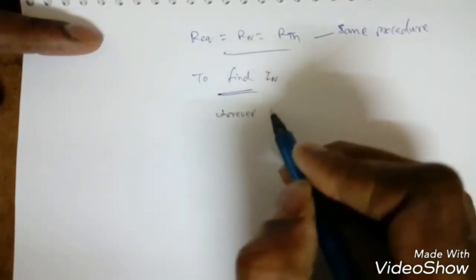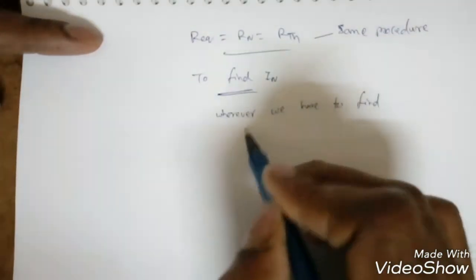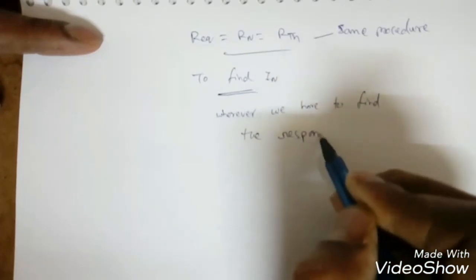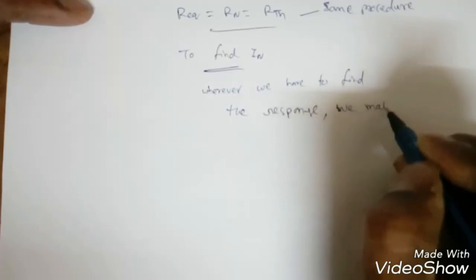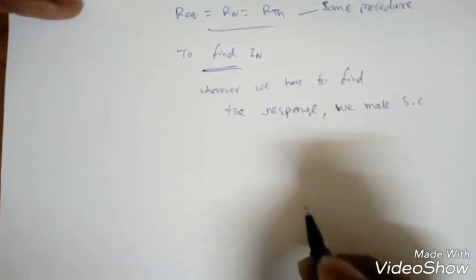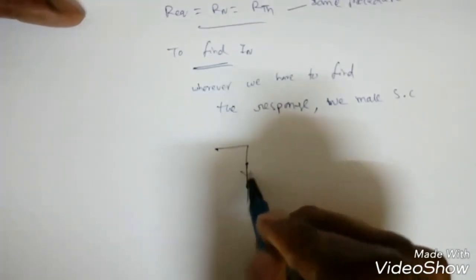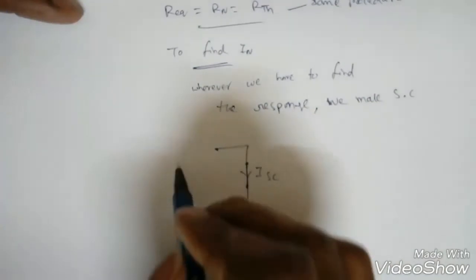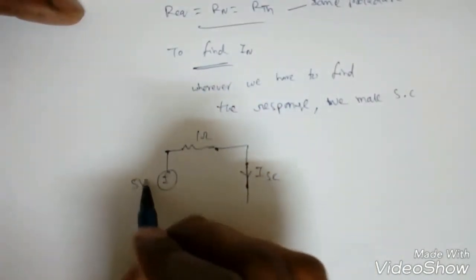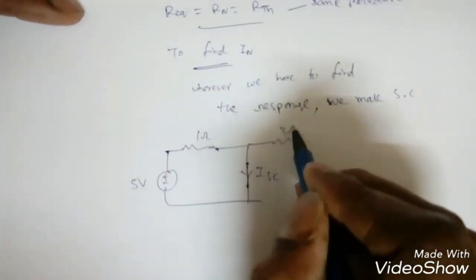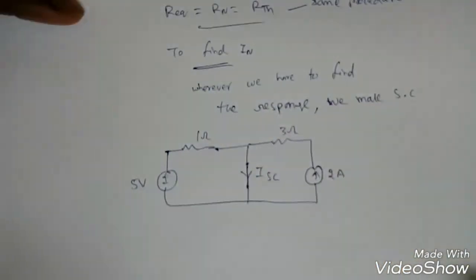Wherever we have to find the response, for VTH we open. Now we make short circuit and find the current. That is like this. So this is the 2 ohm resistance. Now we will make the short circuit, and this current is making as ISC. This is 1 ohm, this is plus minus 5 volt, this is 3 ohms, this is 2 amperes, right?